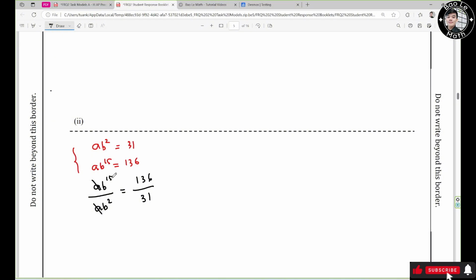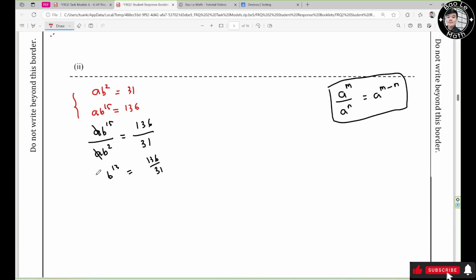So I have b to the power 15 divided by b squared. You know the formula, a raised to the m divided by a raised to the n is going to be a raised to the m minus n. So keep this one in mind, alright? So it turns out to be b to the power 15 minus 2, which is 13, equals 136 divided by 31. So now go ahead, raise to the power of 1 over 13 both sides, right?